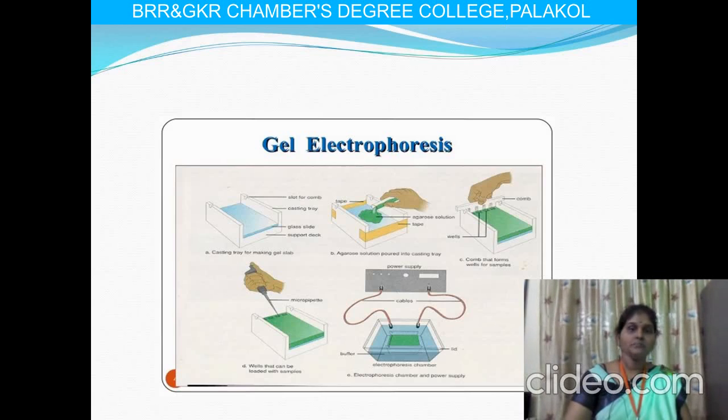First we have to take a glass plate having a support dock. Here we have to take a casting tray, and a lot of combs. First we take this casting tray and completely close, with tape, the two openings it has. Those two openings will be closed with tape, and then we add the gel, which may be agarose gel or starch gel. This starch gel or agarose gel is made, first we have to take, for example, starch or agarose.